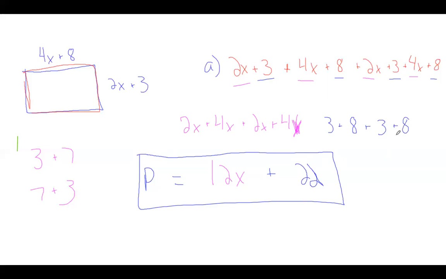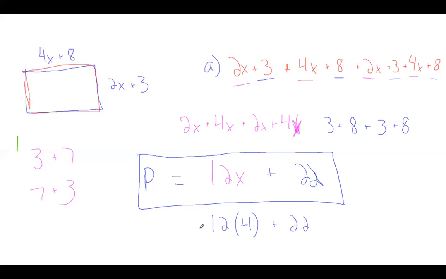And then I can move on to step B. Rather than plugging 4 in and adding up every side, well, I know I have a formula for perimeter, right? So B, they want to know what's the perimeter if x equals 4. So I'm just going to say, well, 12 times 4, right? Plus 22. So that's going to be 48 plus 22, right?